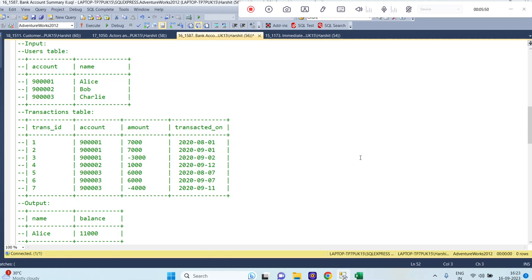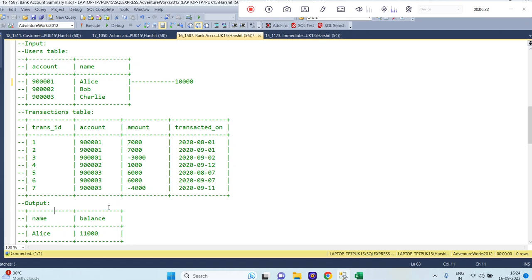So if you see over here, for Alice, right? For Alice, 9001, 14,000 minus 3,000 will be 11,000, right? Now for 2, it is 1,000. And for 3, 6 plus 6, 12,000 minus 4,000, so it will be 8,000. So Alice will be our answer, right? Whose balance is greater than 10,000.